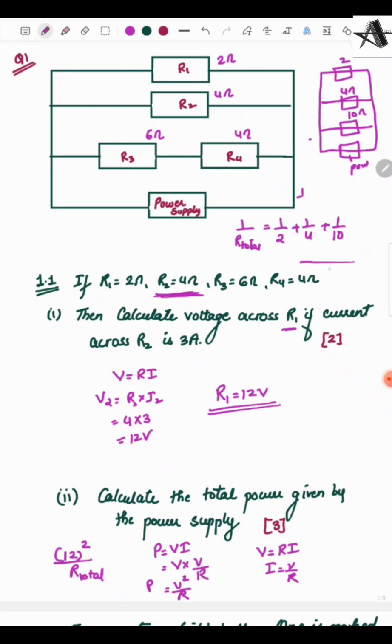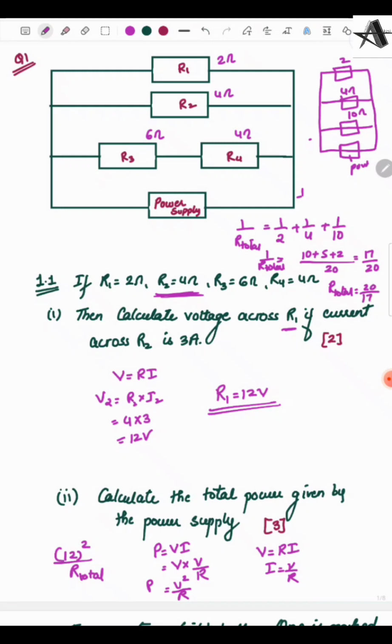LCM is 20. This will be 10 plus 5 plus 2. That is 17 over 20 is 1 over R total, right? So this 17 over 20 is not R total, it is 1 over R total. So to calculate R total, I need to take the reciprocal. So R total is going to be 20 over 17.